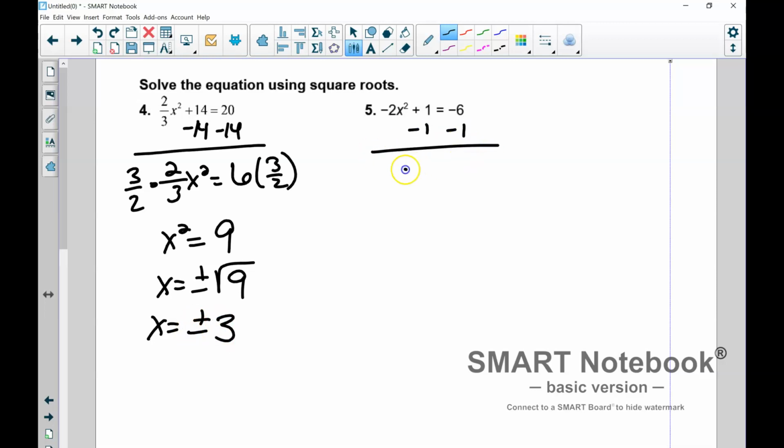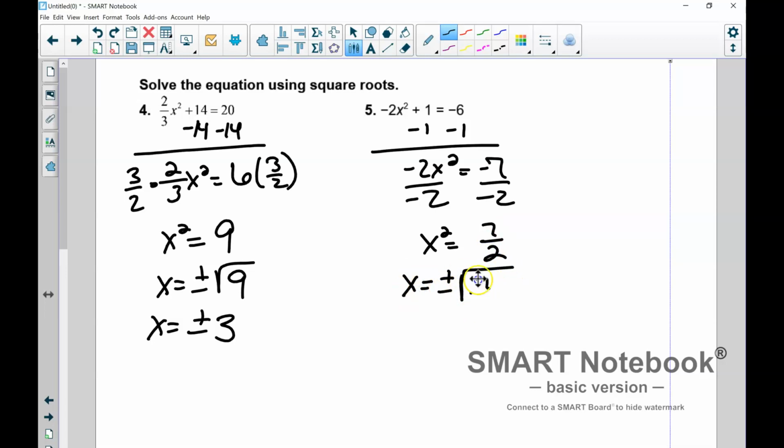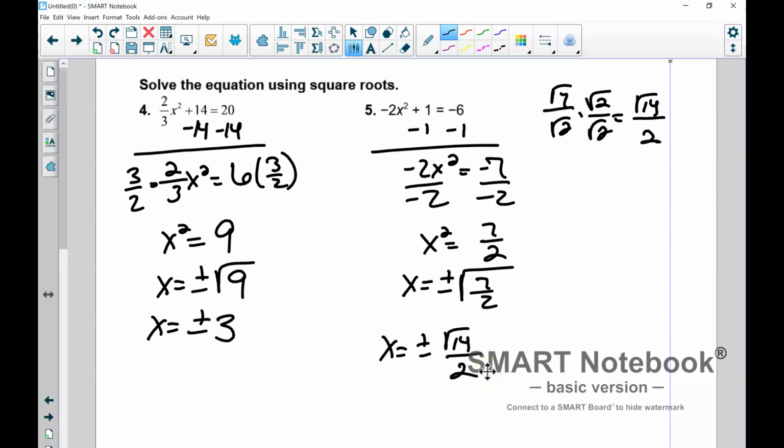We're going to subtract 1. Negative 2x squared is equal to negative 7. X squared is equal to 7 over 2. We're going to take the plus or minus the square root of both sides. So again, you can't leave this as an irrational number. That's going to be the square root of 14 over 2. Square root of 4 is 2. So x is equal to plus or minus the square root of 14 over 2. 14 can't be broken down. There's no perfect square that will go into 14. I had to think about it.